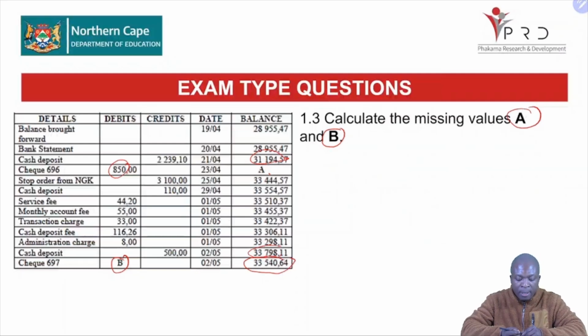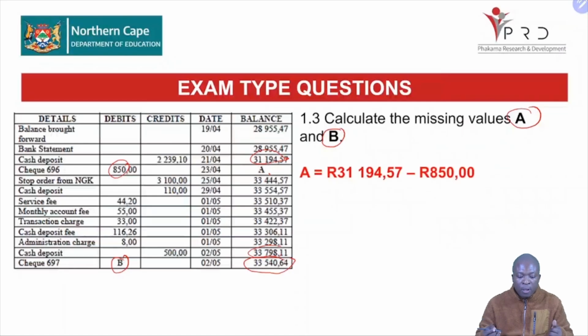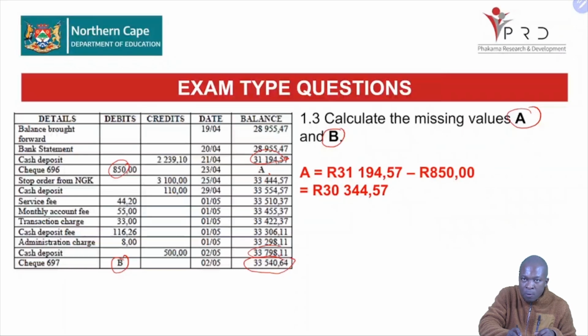Welcome, learners. Right. So this is how you answer the question. The first one, to find A. What do you do? You're going to take the money which is in the account minus the debit, the money which went out of the account, which is 850. That's how you end up getting 30,344.57, which means that's the money which should be here.